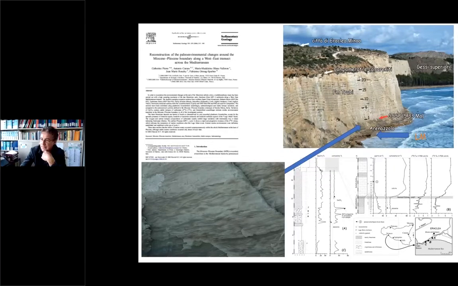It's really important to put in evidence the presence of ripple marks in the sandstone of Arenazzolo, and this sandstone covers a layer rich in Dreissena. Dreissena is now a typical genus that survived at 7 per mil salinity in the Paratethys Sea.